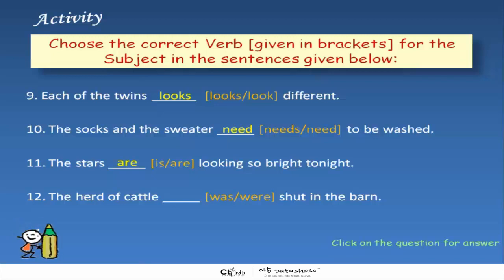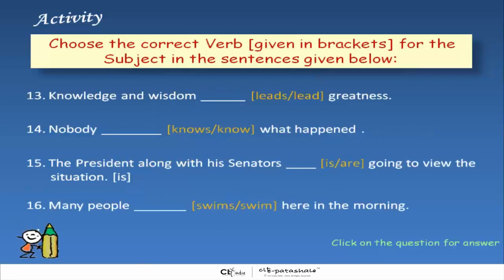The herd of cattle dash was or were shut in the barn. The herd of cattle was shut in the barn. Knowledge and wisdom dash leads or lead greatness. Knowledge and wisdom lead greatness. Nobody dash knows or know what happened. Nobody knows what happened. The president along with the senators is or are going to view the situation.